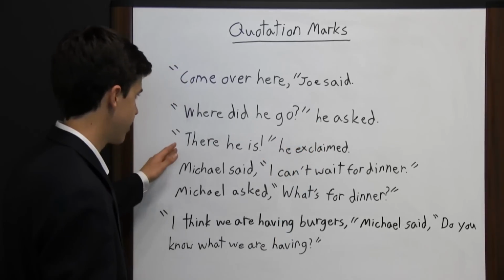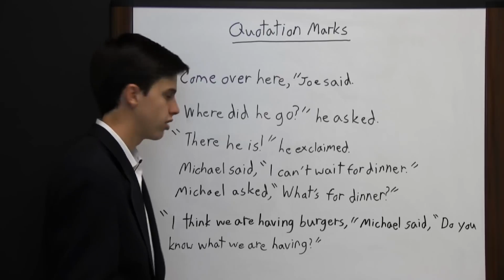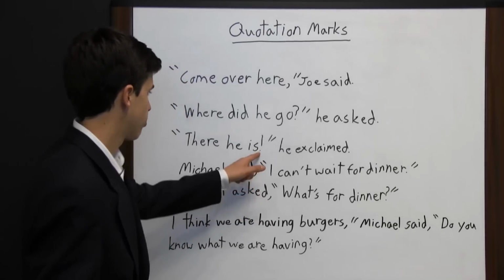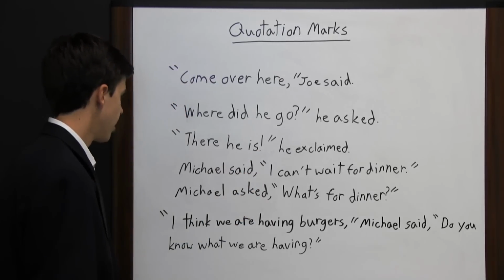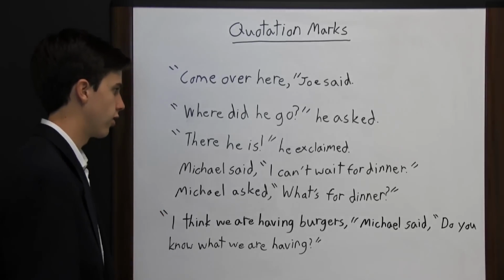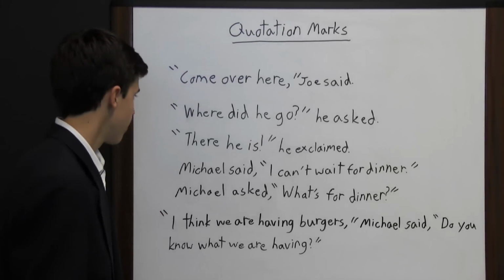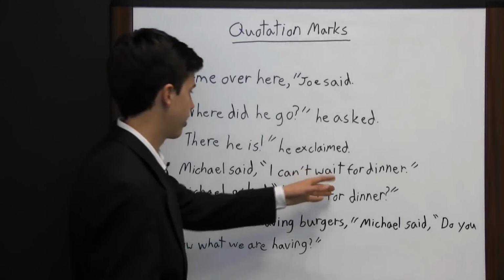This sentence says, "There he is," he exclaimed. So in this case, the person's saying it with a lot of emotion, so that's why we ended with an exclamation mark. Now these next couple sentences are kind of inverted from the sentences we've been looking at because the quote comes later in the sentence.